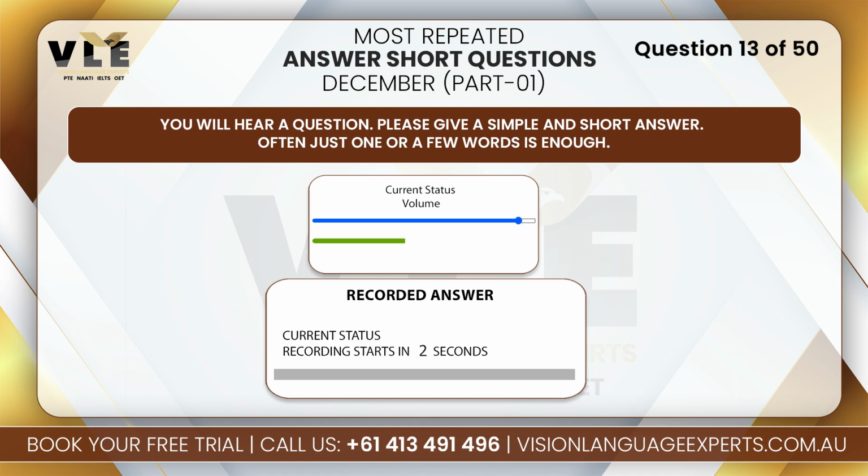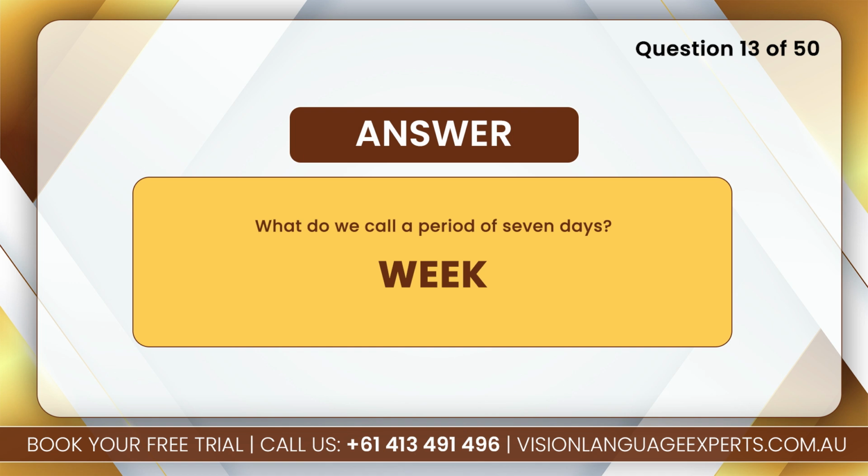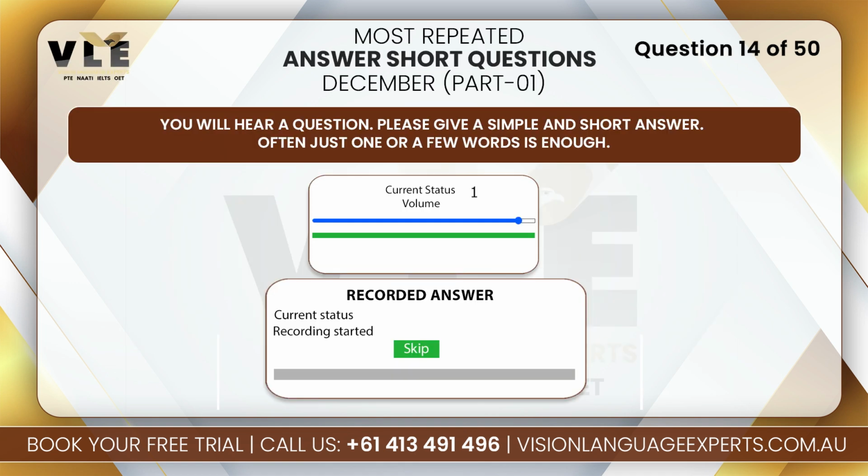What do we call a period of 7 days? Week.